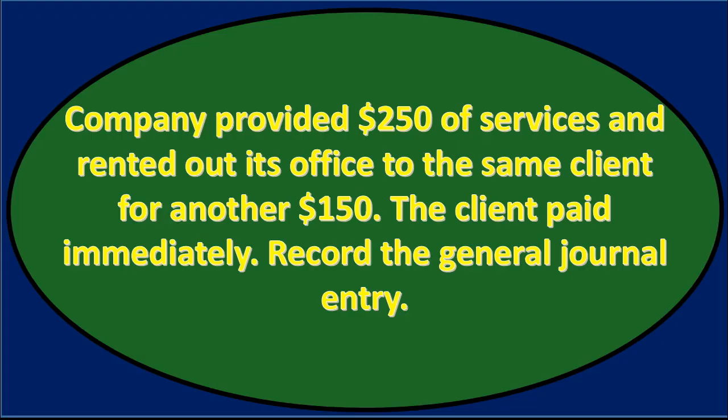Company provided $250 of service and rented out its office to the same client for another $150. The client paid immediately. Record the journal entry. So we've got two pieces of this transaction. One being the service provided, that service of $250, earning revenue for the service, as well as the rental office, another form of revenue, for another $150.